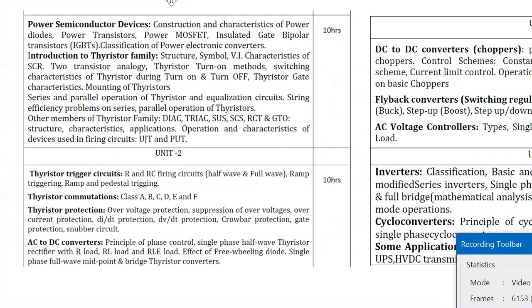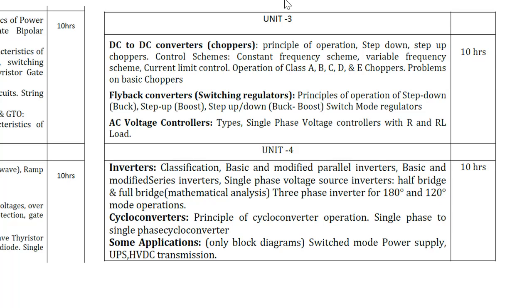Now the syllabus given for you is here. The first unit is where you have the power semiconductor devices, where you have transistors, MOSFETs and IGBTs, but power based. Then you are specifically learning about the thyristor family, that's unit 1. In unit 2 you are learning how to turn the thyristor on and off, how to protect it, and then how to use it for AC to DC converters. Unit 3 is specifically on DC to DC conversion, then the types that are there, and AC voltage controllers. Unit 4 is basically dealing with applications of cycloconverters, some basic block diagram applications, and inverters.